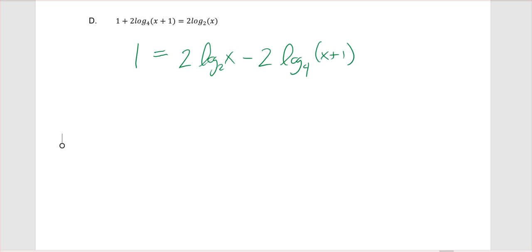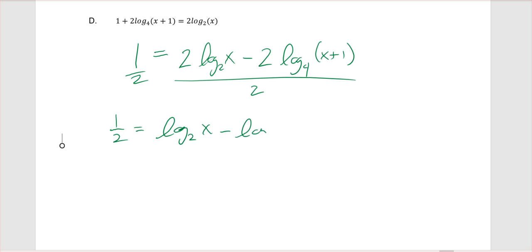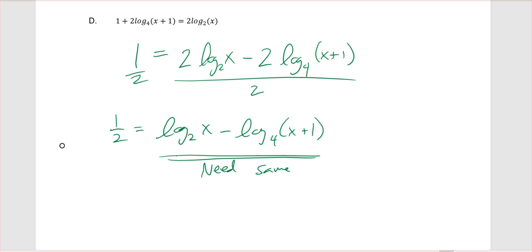Okay, well, I know that these 2's are going to cause us problems, so why don't we just divide everything by 2? So if we divide everything by 2 on both sides, we get 1/2 equals log base 2 of x minus log base 4 of x plus 1. Okay, so in order to combine these guys, we need the same base.